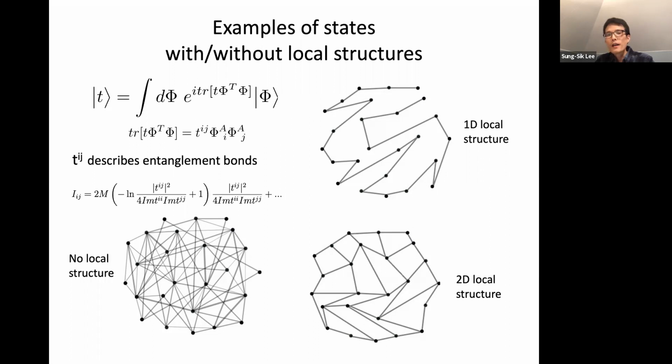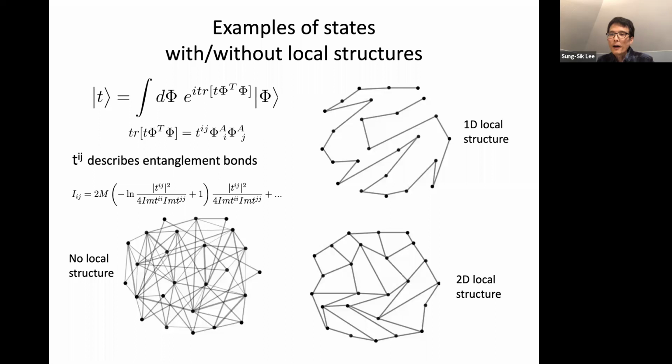there's some choice of Hamiltonian which is background independent, but preserves the local structure in the initial state. For example, for the same Hamiltonian, if we choose an initial state with 1D local structure, that state remains one-dimensional, remains to have a one-dimensional local structure. And if you choose a state with a 2D local structure, then that structure is maintained along the Hamiltonian evolution.